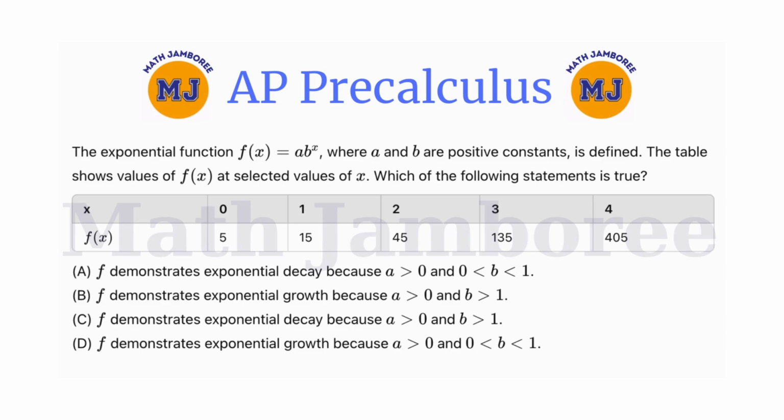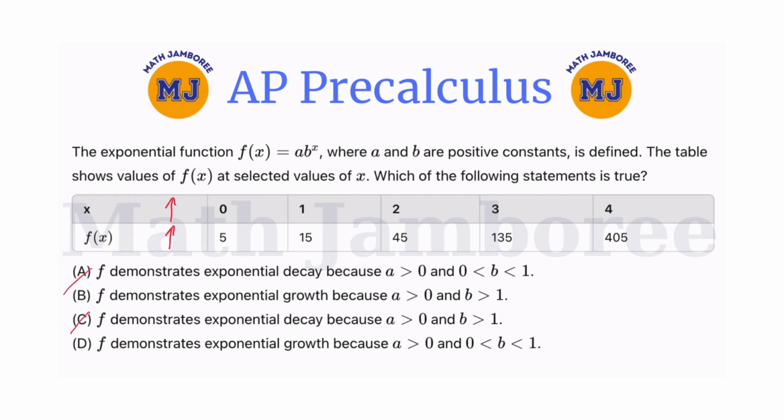So the x values are 0 through 4. As x values are increasing, the y values are also increasing from 5 to 405. So this must be a growth function. This is not a decay. Since they are both growth, the answer should be either B or D. We will go ahead and eliminate the choice A and C.